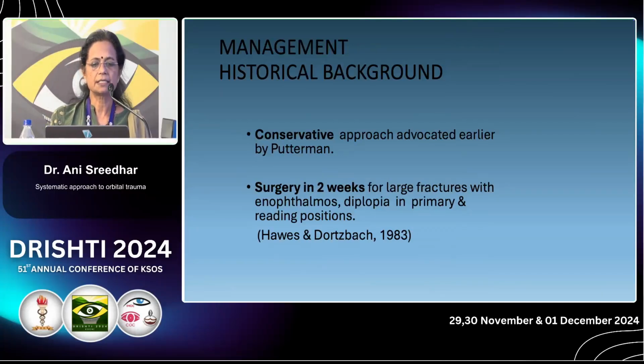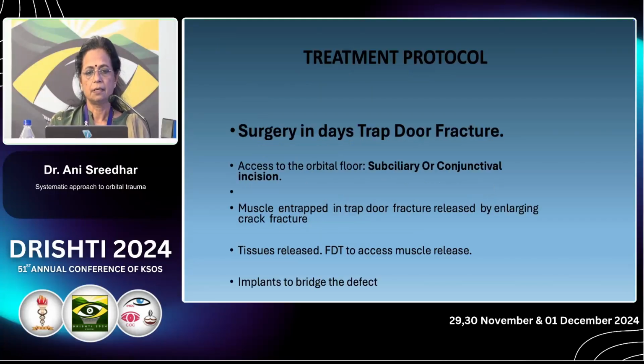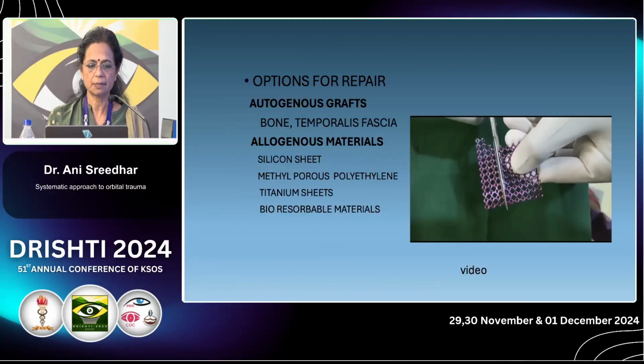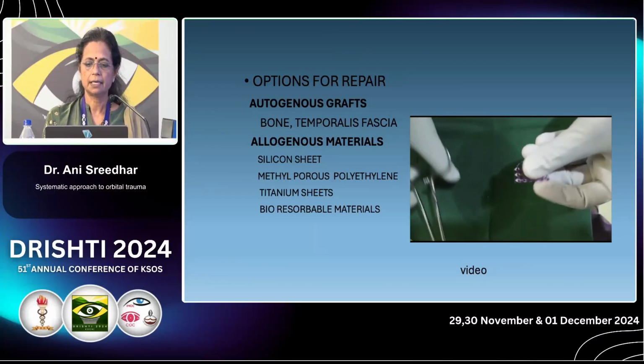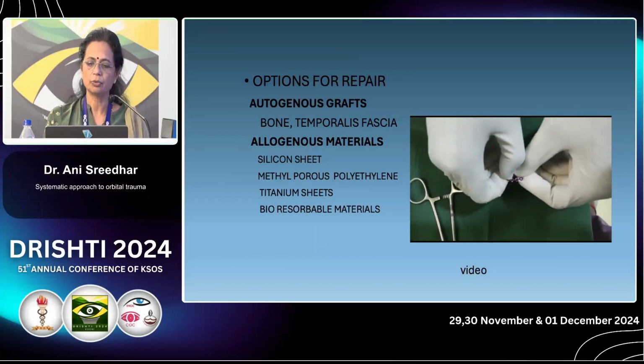Earlier a conservative approach was advised, and even now in large fractures you can wait for the edema to subside and then do a repair. But in trapdoor fractures, surgery should be done within days. You can go either through a subciliary or a conjunctival incision. The options for repair most commonly used now are medpor, porous polyethylene, or titanium sheets. These titanium sheets can be cut and bent according to the shape of the floor.